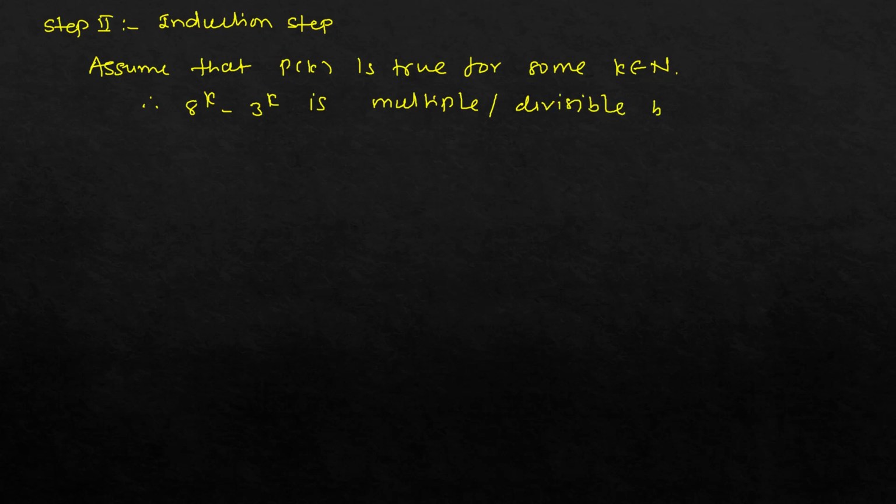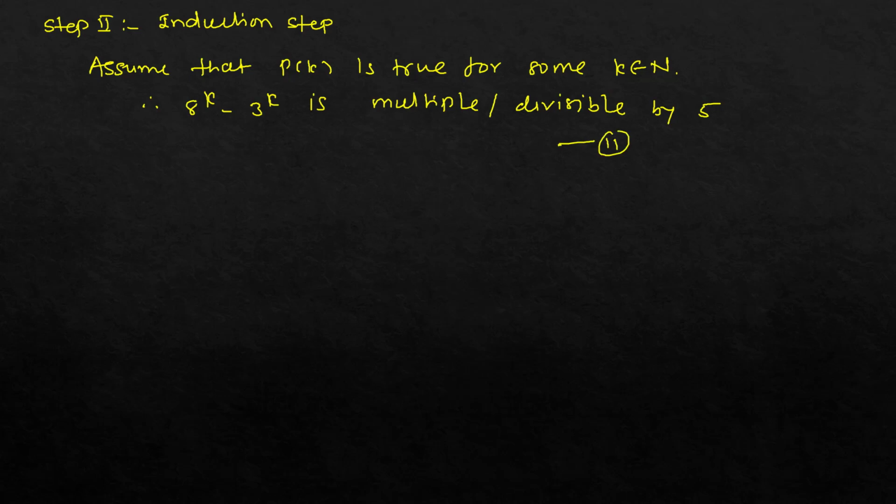Now step number 2. What is step number 2? That is induction step. Now in induction step we have to assume that P of k is true for some k belongs to capital N. So therefore 8 raised to k minus 3 raised to k is multiple or divisible by what? 5. Equation number 2.